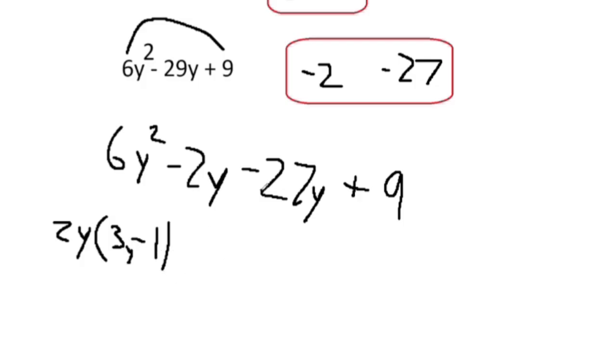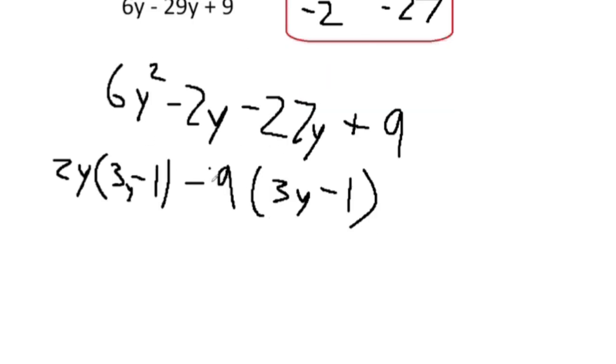And if we look over here, we can take a 9 out of this, 3y minus 1. And then now let's simplify this. So if we divide out the 3y minus 1, we're left with 2y minus 9.